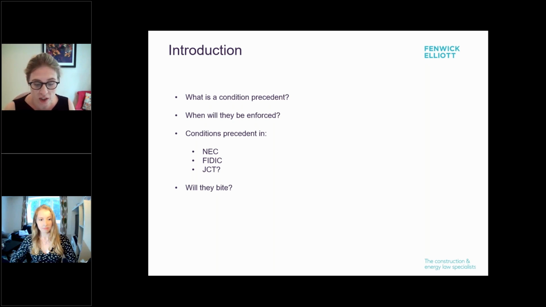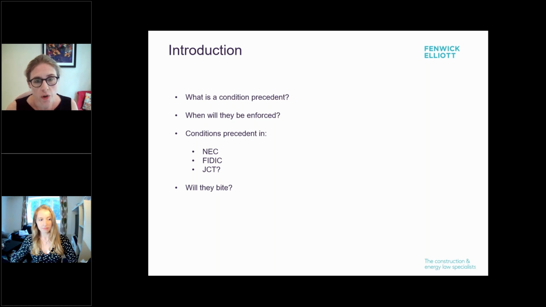And Rebecca is going to take us through some key case law which will allow you to analyse whether a clause is in fact a condition precedent, i.e. it's mandatory or not. I'm then going to look at some further case law on time bars, a subset of conditions precedent clauses, and look at what determines when those are likely to be enforced.